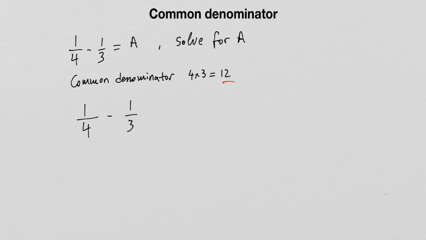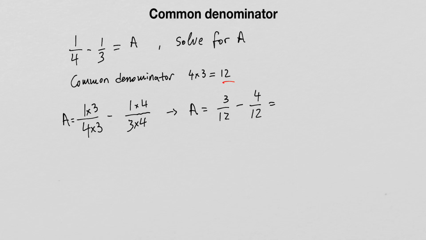So if I'm going to multiply the denominator of the first fraction by 3, I also must multiply the numerator by 3. And so the first fraction is unchanged. And then similarly, if I multiply the denominator of the second fraction by 4, I must multiply the numerator by 4 so that the fraction doesn't change. And so this is equal to A. Okay, so then A is equal to 3 divided by 12 minus 4 divided by 12.